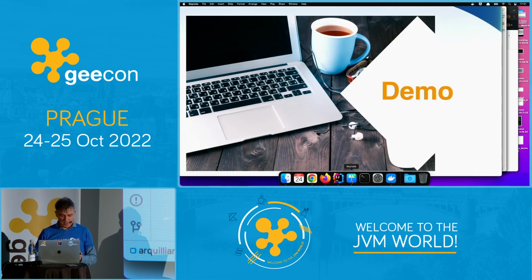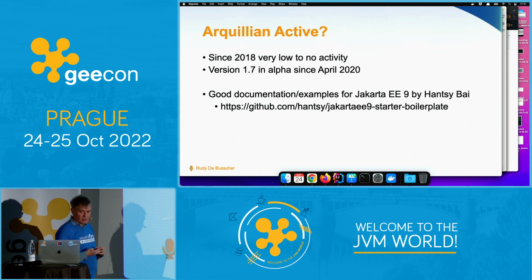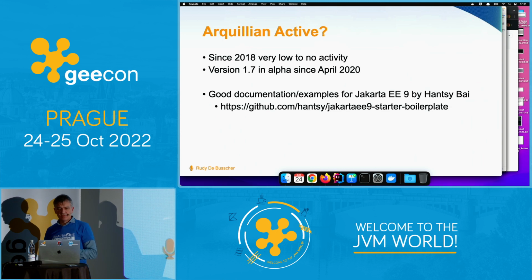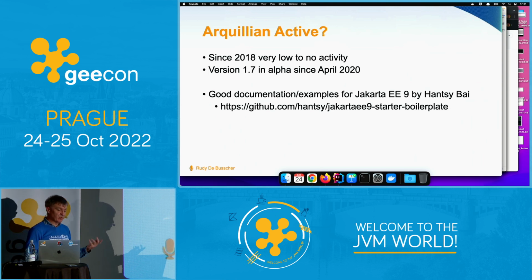But as I said, I have a few issues with it. Besides that, Arquillian is maybe not that active anymore. Since 2018, so that's already 4 years now, there is almost no activity. And version 1.7 is in alpha, so they released alpha 1 in April 2020. They are now at alpha 12, so I'm wondering when they are doing beta and final of that version. If they keep up this rate, it will be in 2028.